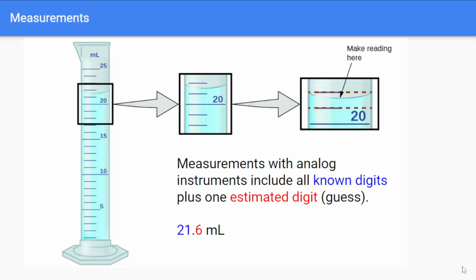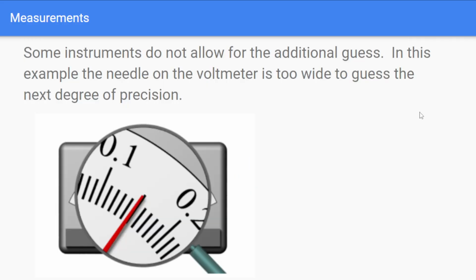Measurements with an analog instrument will include the known digits plus one estimated digit. And in this case, we got 21.6. We could have said 21.5, but we could not have said 21.55 because that would be two estimated digits. Sometimes you don't get that estimated digit. For example, this voltmeter right here, the needle is so wide that you don't get that estimate. So we just have to stick with what the instrument says, and that's 0.15 volts.